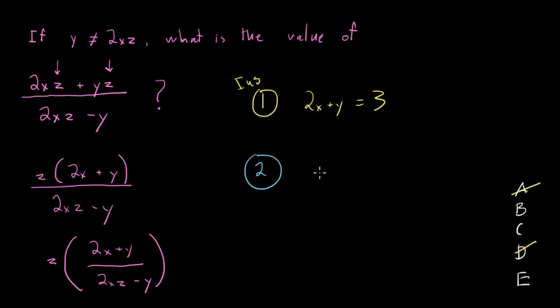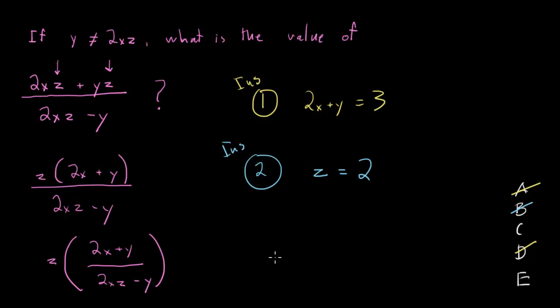Statement number two, and we're just considering this on its own now, tells us that z equals 2. Will this be sufficient? Well, now I know that this is 2 times something. I guess we can replace this z down here also. But 2 times what? We don't know anything about the x's and the y's. The inside expression here could be just about anything. So number 2 is also insufficient. That gets rid of B.